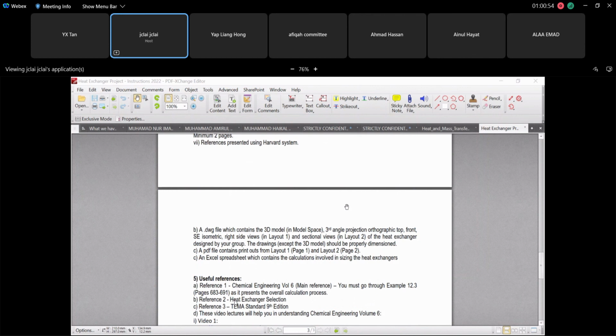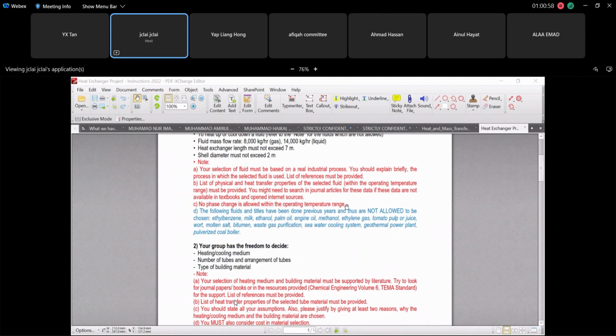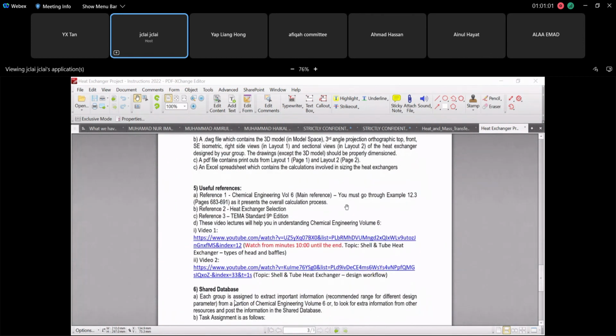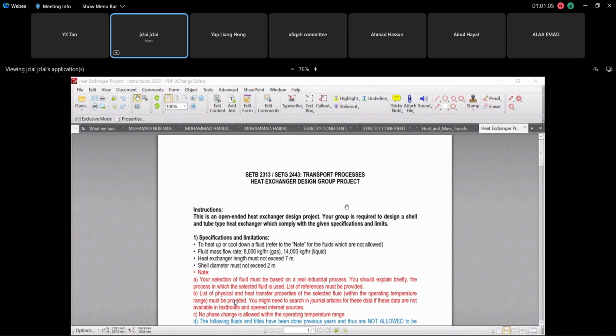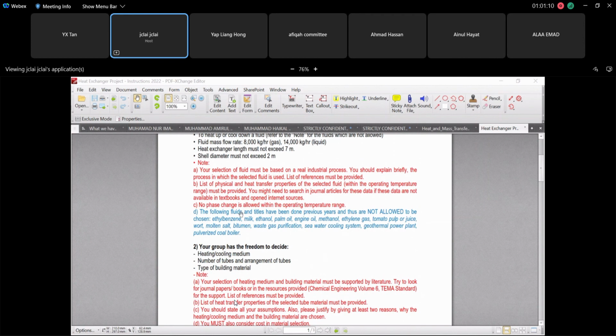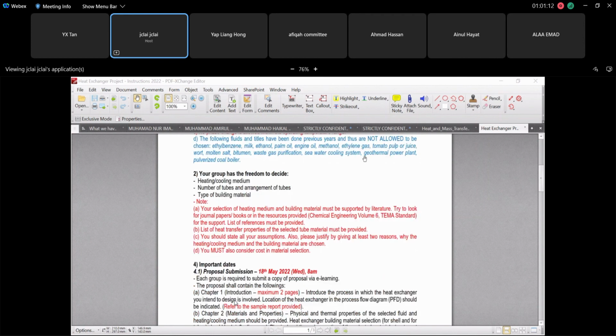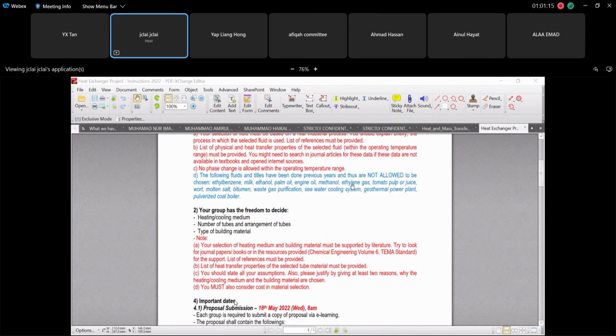Okay, so this is what we want to do. Any questions you have? I don't want to explain point by point. I want you to read yourself. If you have anything you don't understand, then you can ask. And take note, these are the topics you are not allowed to propose: ethyl benzene, milk, ethanol, palm oil, engine oil, methanol, and so on. All these are not allowed to be chosen because they have been done by your seniors already.